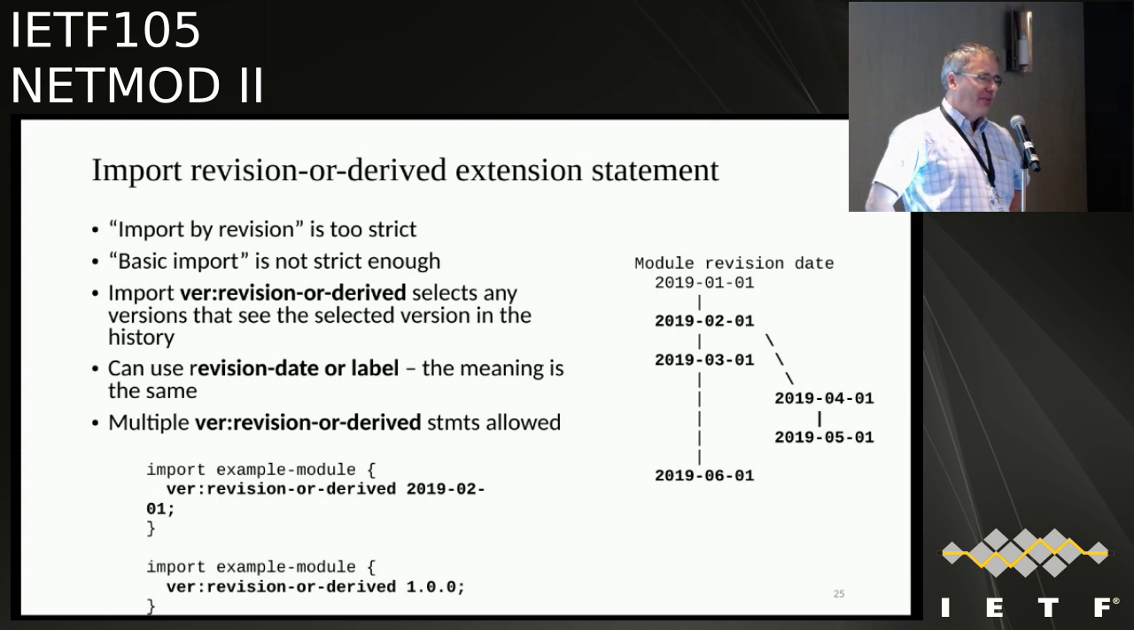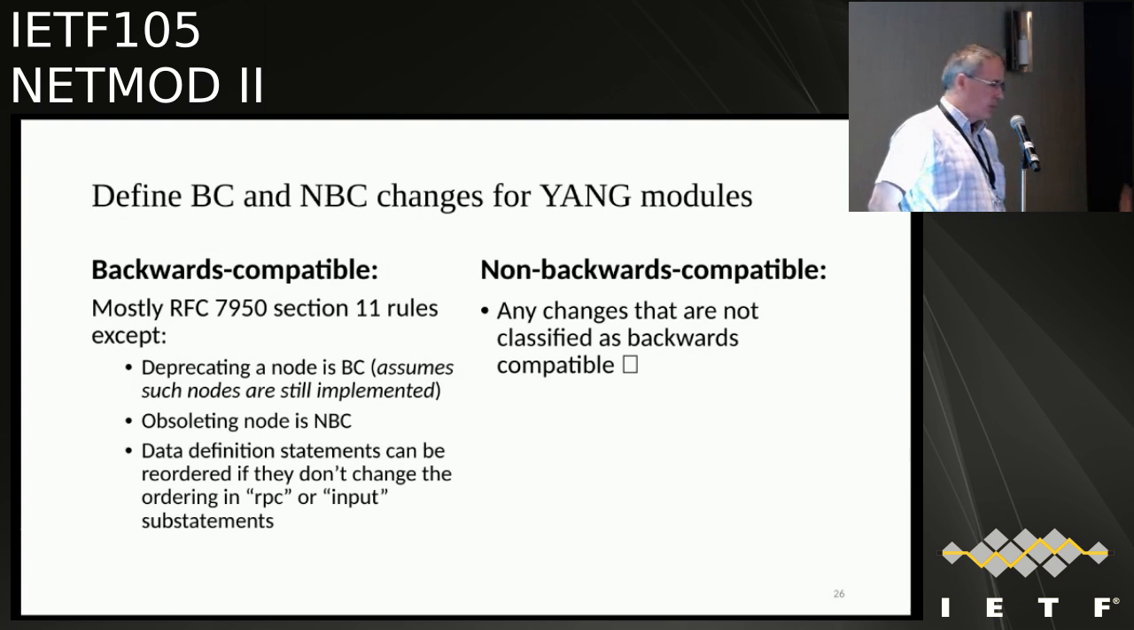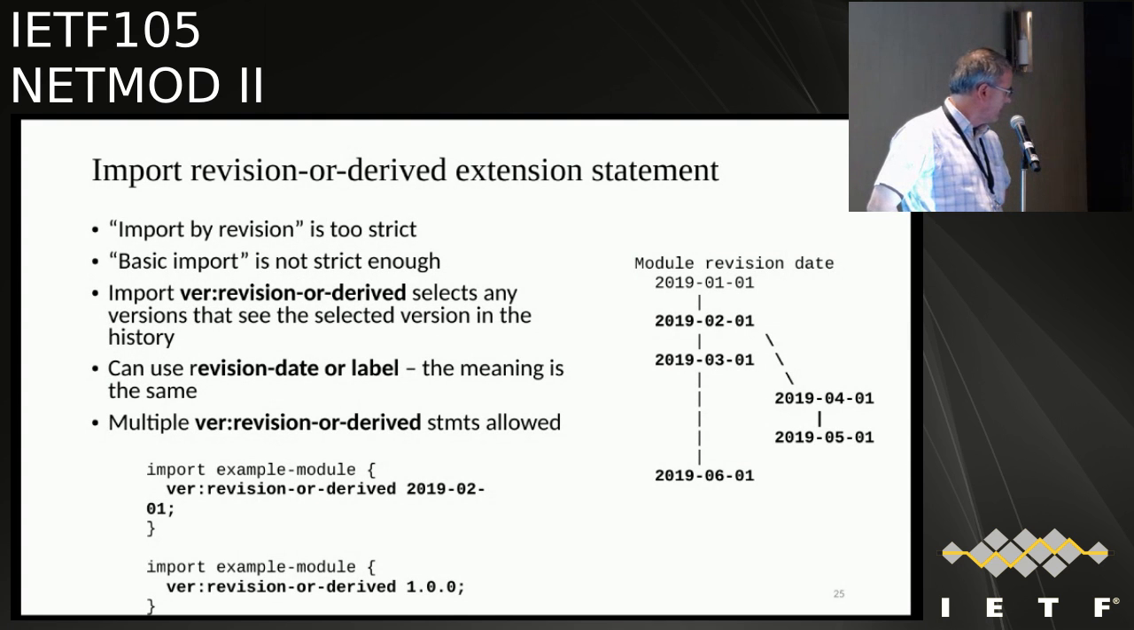Revision-or-derived can be based both on the revision label, and it can also be based on revision date. Yeah. Next one. Chance as a contributor? Yes. So on that previous statement, revision-or-derived, would it stop at a module revision that has NBC changes? No. Should it? No, because most of the time the NBC changes don't impact the import.